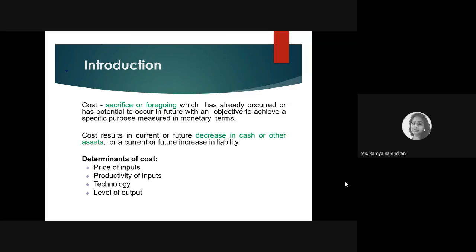So the determinants of cost are, as I was saying, the price of the inputs. The inputs can vary: main material, labor, and whatever raw materials you're buying also become your inputs. The cost of your input is one determinant, and the productivity of your inputs is another. I mean, how well your people are able to make the products, how efficient they are, and what technology you're using. All this comes under productivity of inputs.